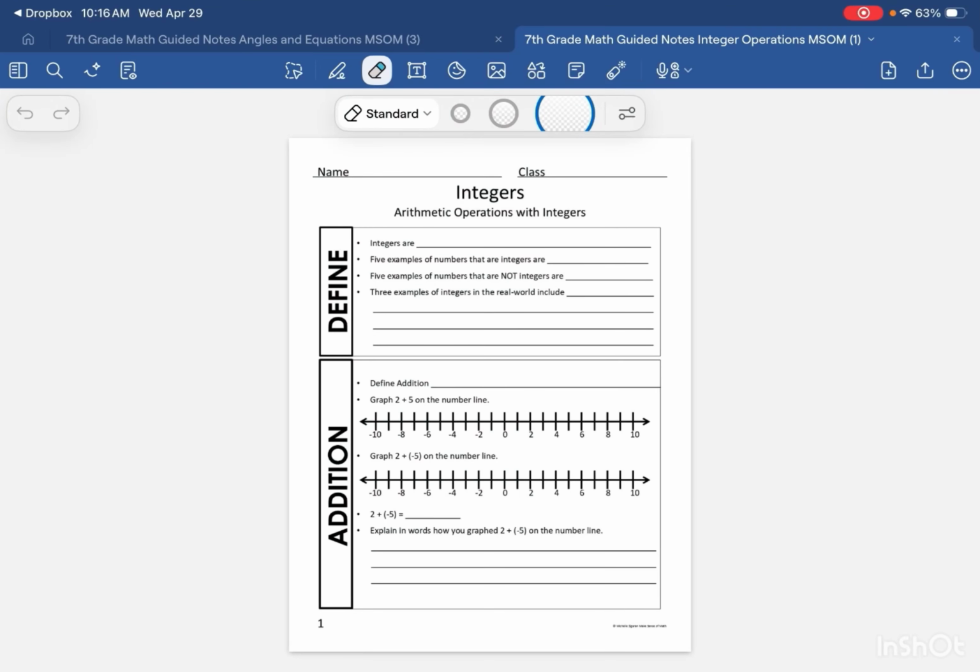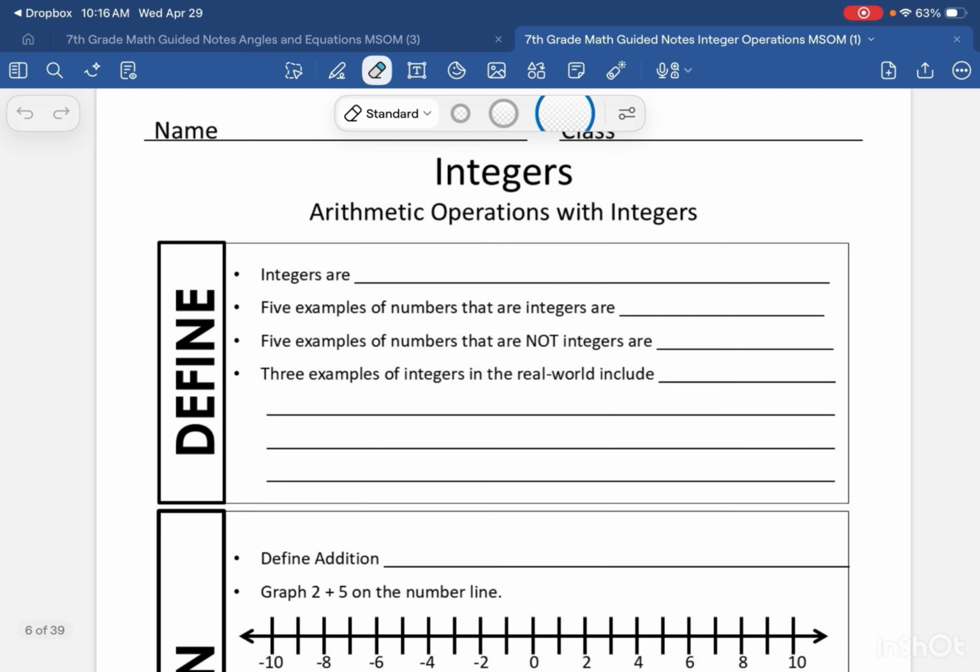Everyone, this is part 1 of operations with integers. We are going to be doing adding and subtracting integers. Part 2 is multiplying and dividing integers. Let's get started. Let's define integers.